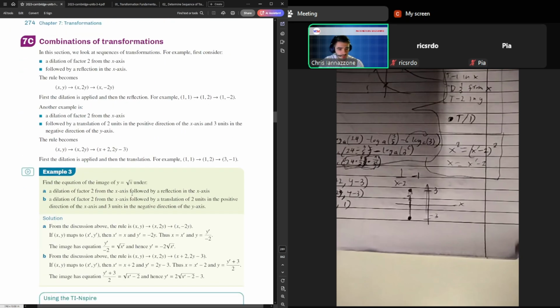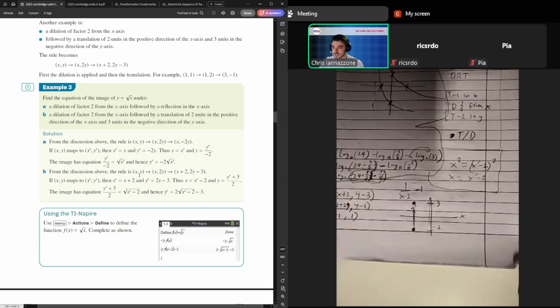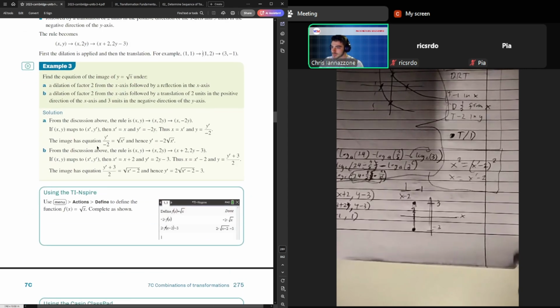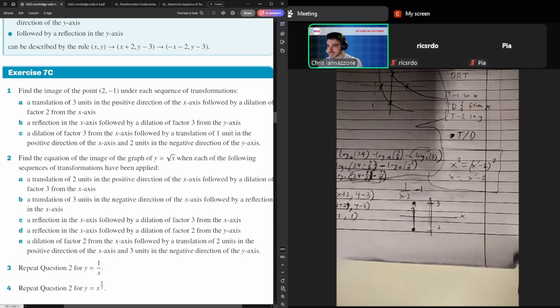Just so we can get into some more complicated stuff before class ends, we'll look at the combinations of transformations now. This is where doing that sequence starts to matter a fair bit. Just to briefly recap, you do them in order. So dilation factor of 2 from the x means you go x, y, and then x, 2y. Then you have your reflection in the x. That means a negative sign goes on the y. That's your new x dash, y dash. Rearrange for x and y, sub into the function, or answer whatever the question's trying to do. Like in this case, there is no rearranging, it's just plug your x and y into there.